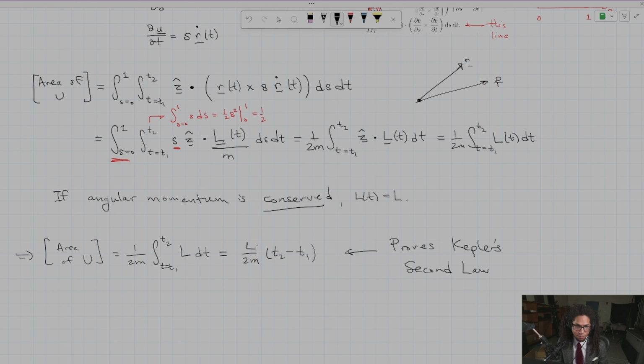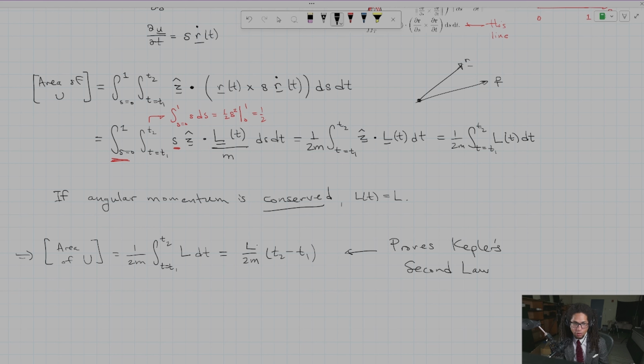But actually, it proves something even bigger. It proves that anytime you have a system for which angular momentum is conserved, you always have an analog to Kepler's second law: that the area swept out by the trajectory, if that trajectory forms a closed curve, in a given amount of time is simply proportional to the amount of time.